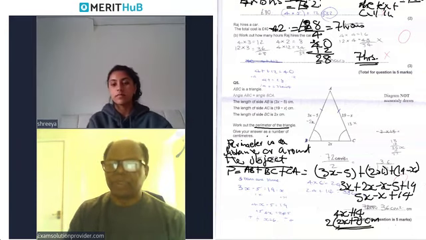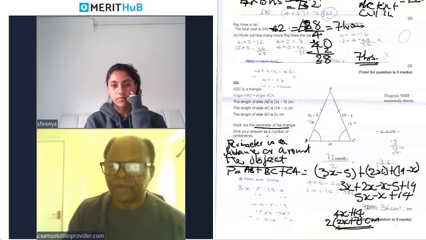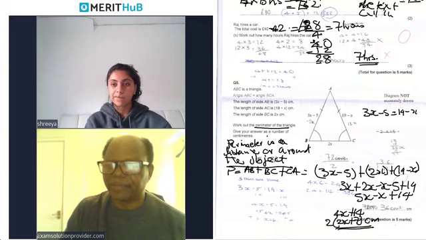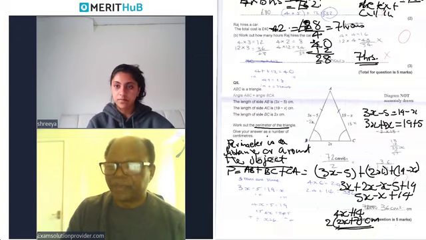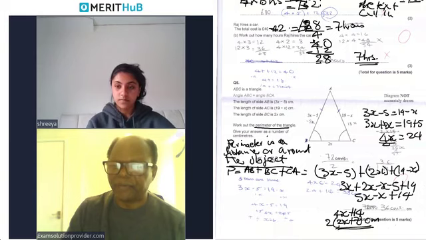So there was no need for you to work with this, although you can work it out, because this is equal to that, since I've told you it's isosceles. So 3x minus 5 equals 19 minus x. Then all the numbers go to one side and all the x's go to one side. So 3x plus x equals 19 plus 5. This is going to be 4x, and this is going to be 24. Then you divide by 4, so your x is equal to 6.